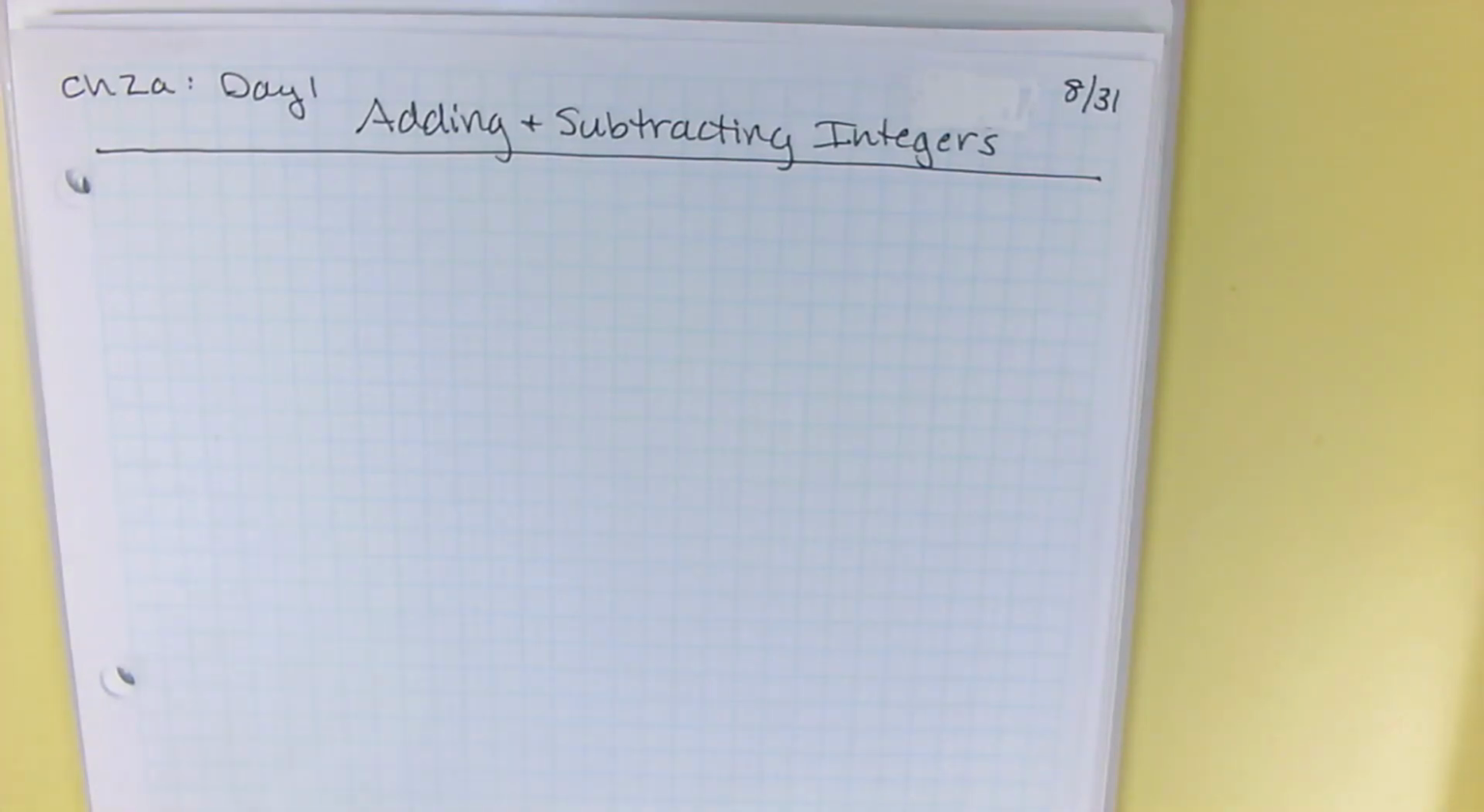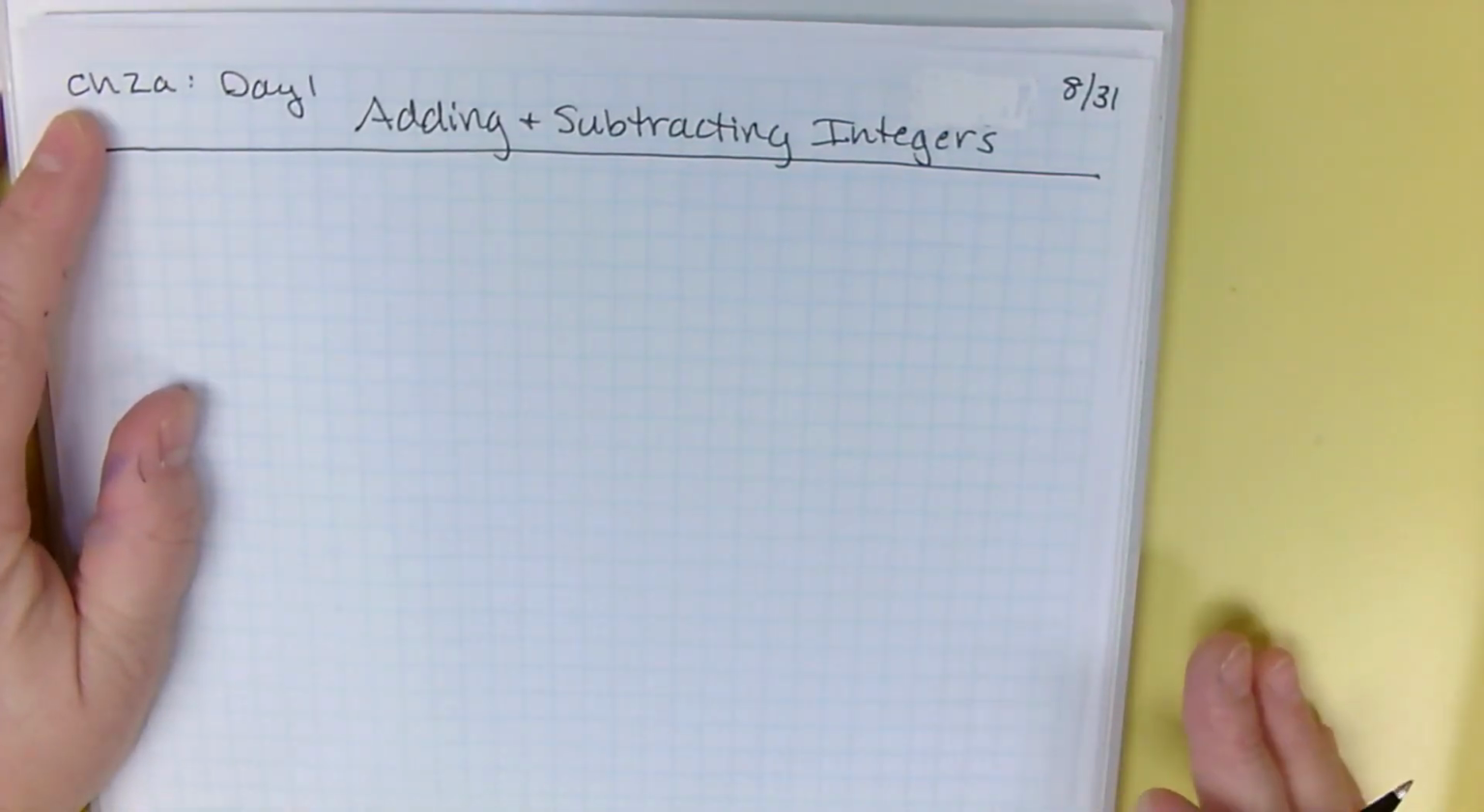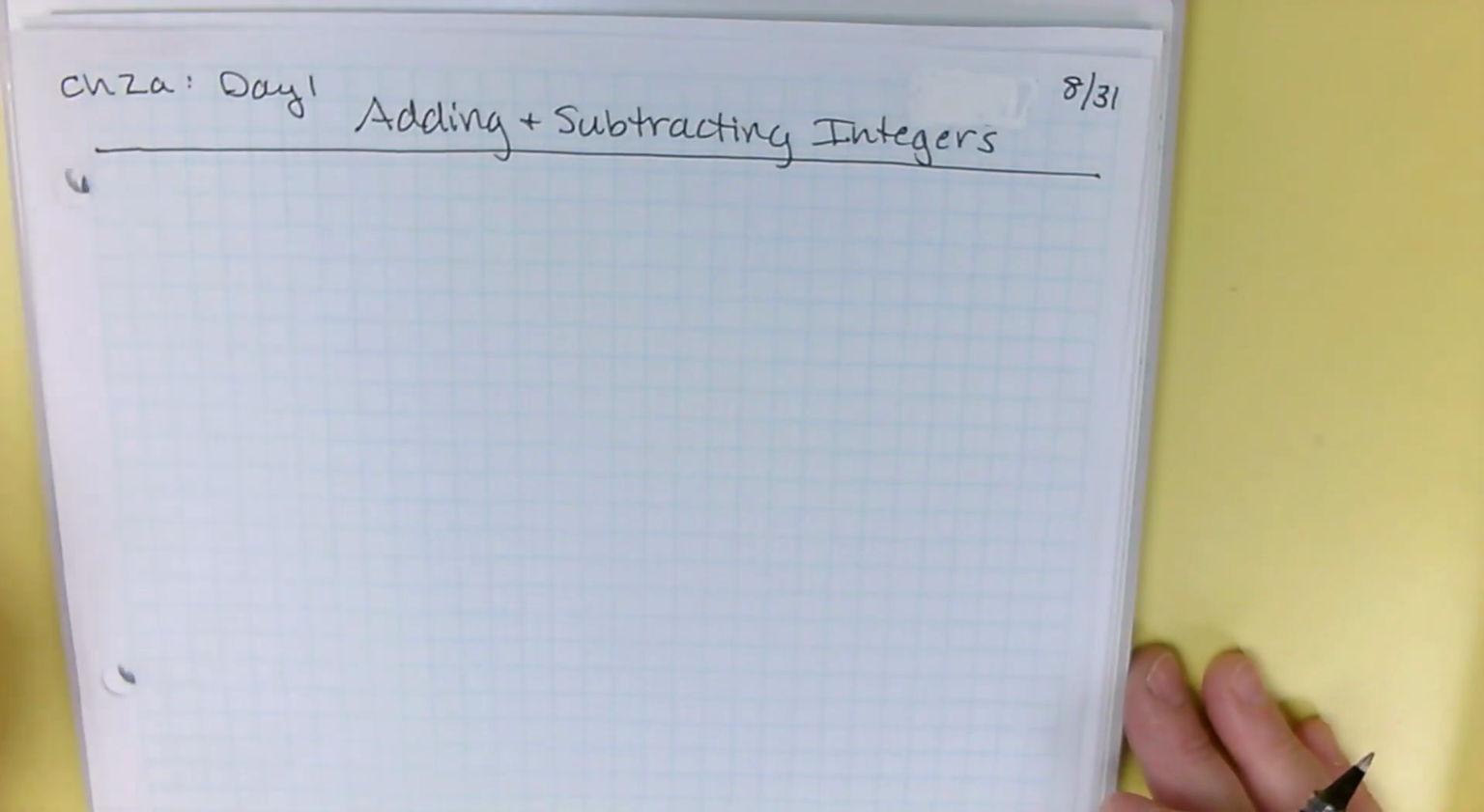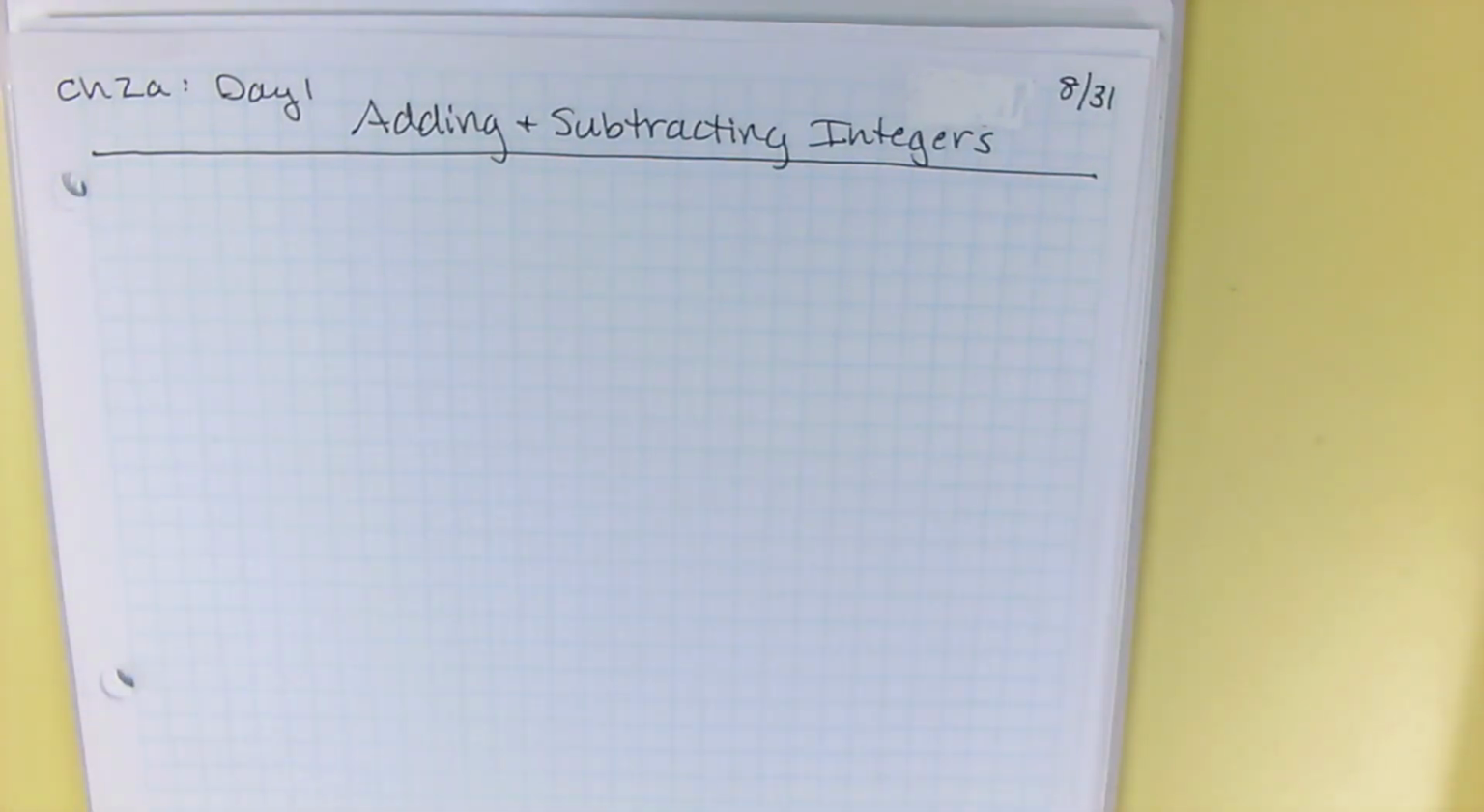So this is chapter 2A, day 1. I know we're in chapter 1, but my chapters got misnamed during the shutdown, and so all the numbers are mixed up. So I just call it 2A. We're going to talk about adding and subtracting integers and the basic rules.